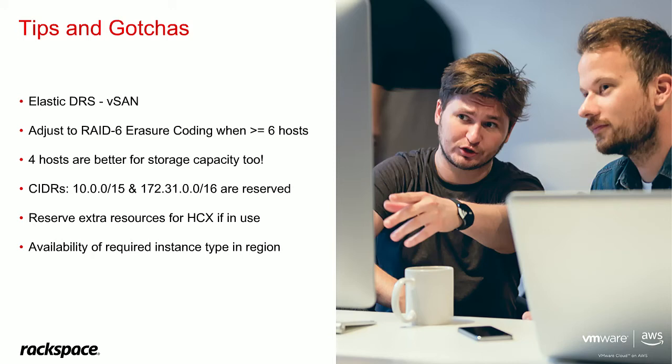A similar thing can happen for new regions. So if there are less than 3 availability zones, because a stretch cluster deployment requires a minimum of 3 availability zones. So when you're thinking about deploying an environment, also start looking for availability of instance types that you're going to need for your deployment.